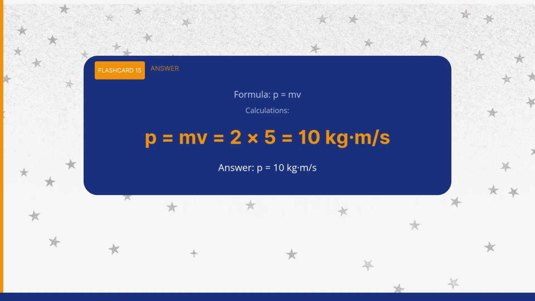The correct answer is: start with the formula, p equals mv. The mass is 2 kilograms and the velocity is 5 meters per second. Substitute the values. p equals 2 multiplied by 5. Therefore, p equals 10 kilogram meters per second. The momentum of the object is 10 kilogram meters per second.